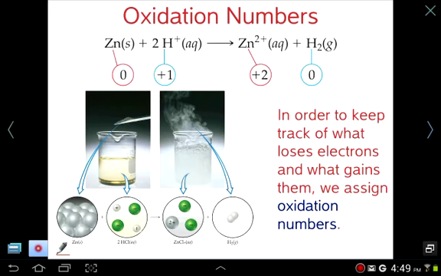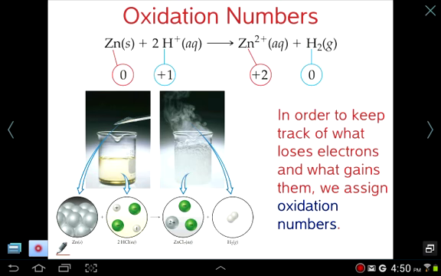And we can take a look here. Here's an example of an actual equation where this happens. Here we have zinc instead of magnesium. But if we take a look at the oxidation numbers, these are kind of like the charges of the different species. Anything in its elemental state, like zinc, has an oxidation number of 0. And then on the right side, zinc has oxidized to a +2 charge. And in so doing, it actually lost 2 electrons.